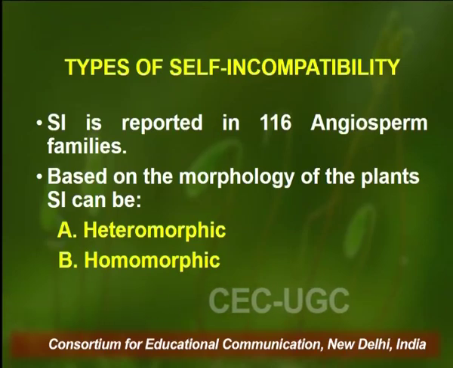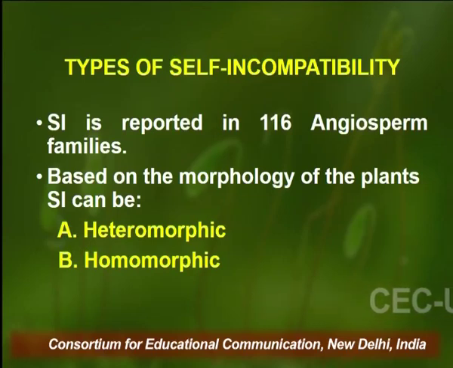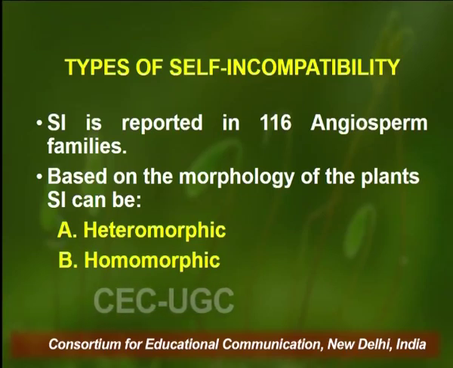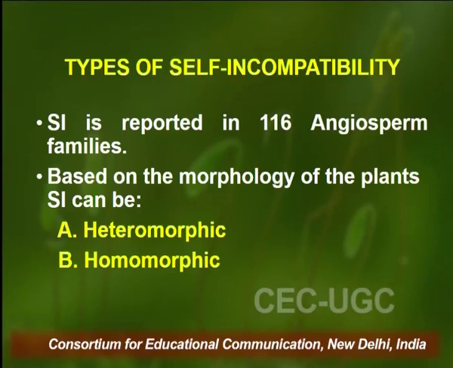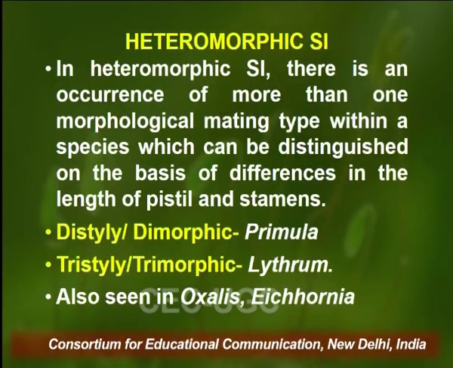Based on the morphology of plants, self-incompatibility can be of two types, heteromorphic and homomorphic. Hetero means many, and homo is one. That means in heteromorphic individuals there are many types of morphologies, while in homomorphic there is only one morphology which we come across. Heteromorphic self incompatibility, that means, has more than one morphological mating type within a species, and because the morphology is different, they can be distinguished on the basis of differences in the length of pistils and stamens.